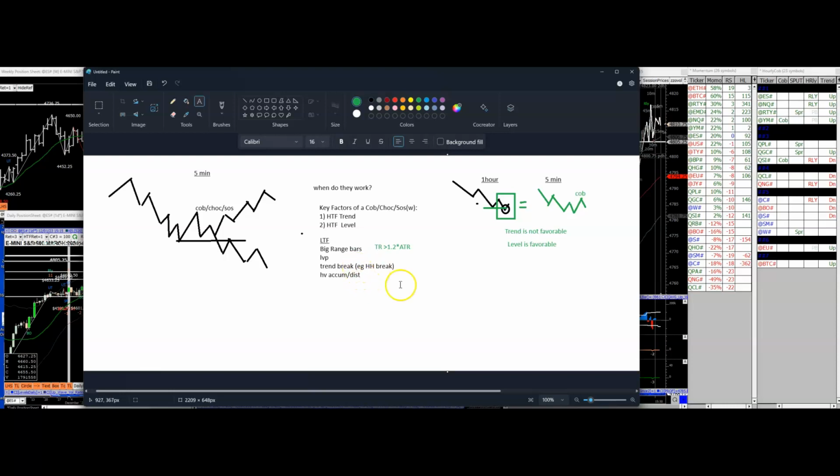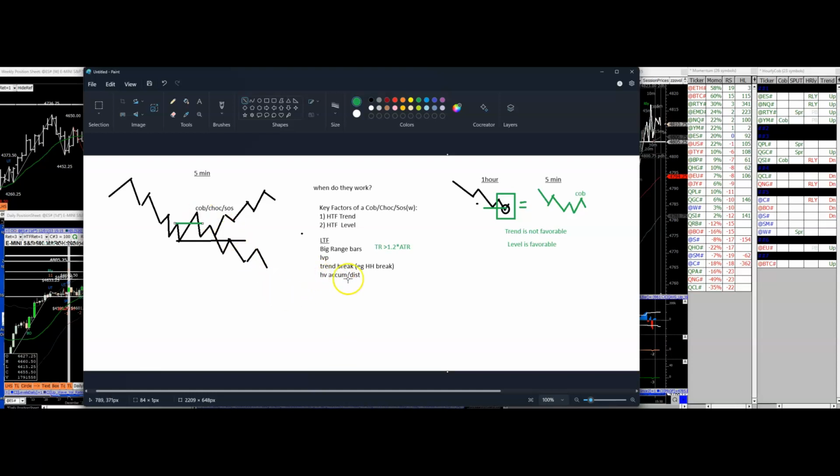Third is this trend break. So I'll show you here. It's just a higher high break. You see how this thing made a higher high? You need this. This is a very important indication. Yes, there are times when it'll work even if you don't get that higher high break. There are times when it works regardless. But this is a key factor because the higher high in a way is going to help you forecast the higher low. So think of it like that.